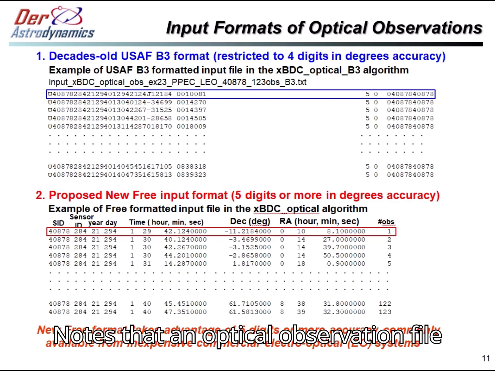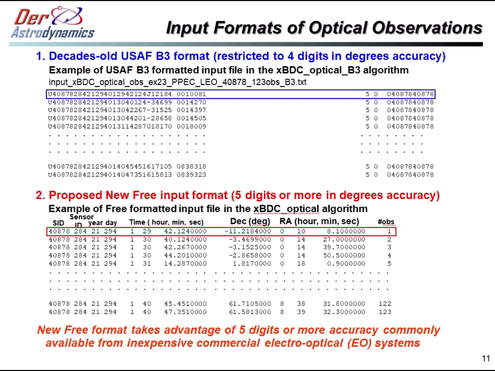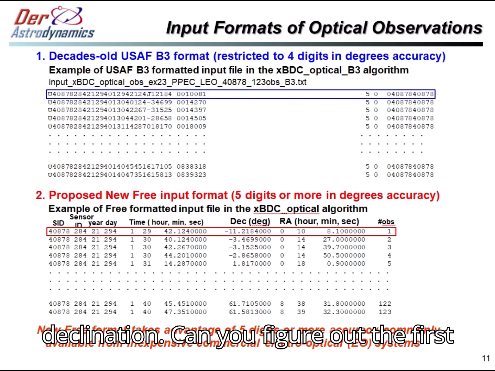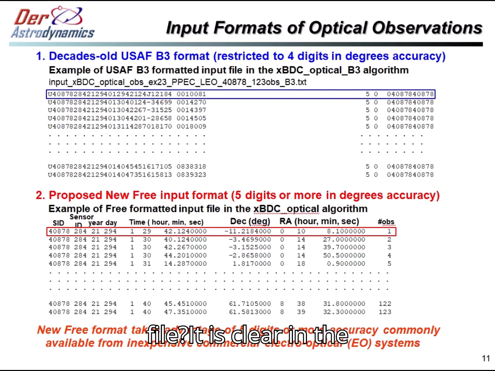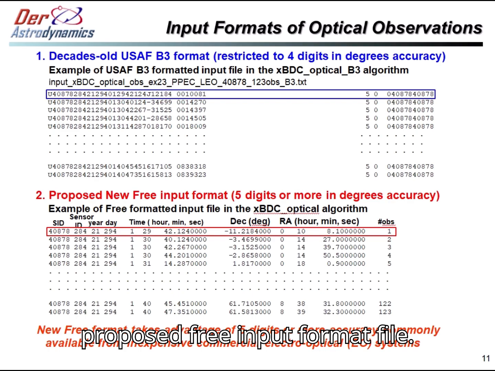Note that an optical observation file contains satellite ID, sensor ID, time, right ascension, and declination. Can you figure out the first observation of the US Air Force B3 input file? It is clear in the proposed free input format file.